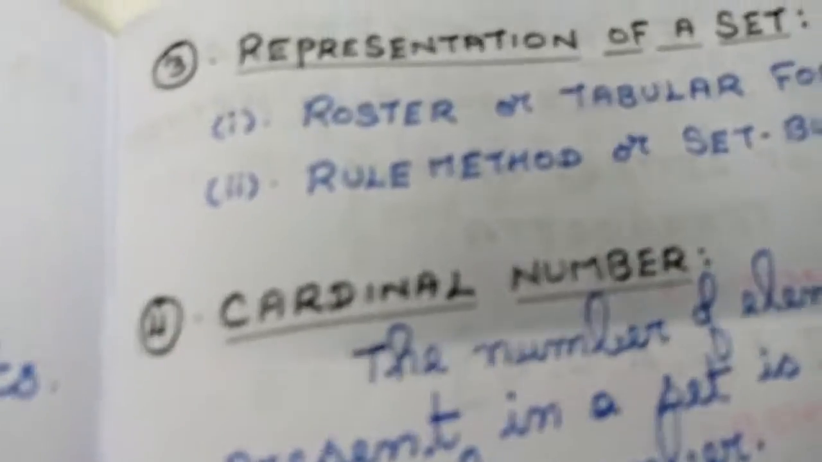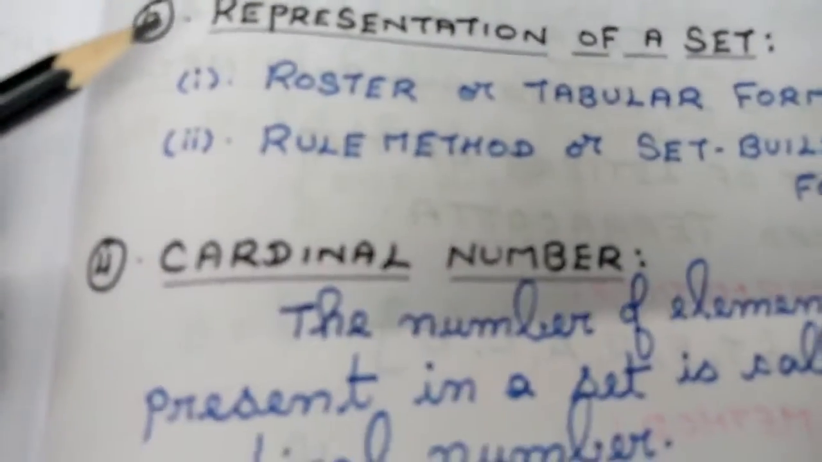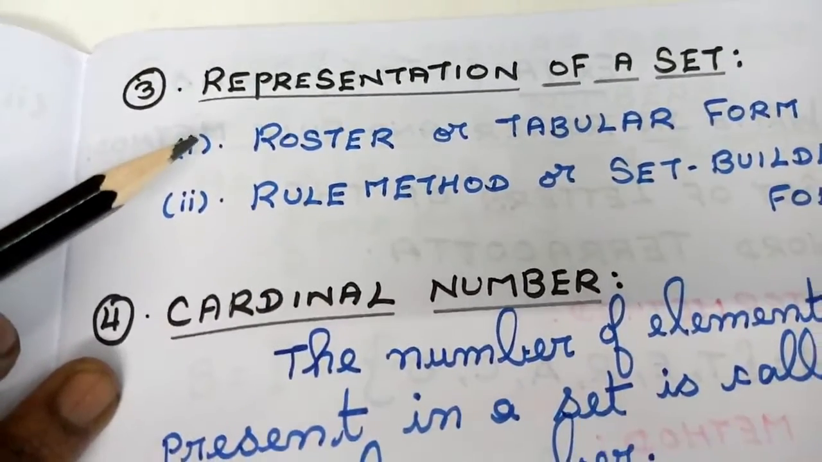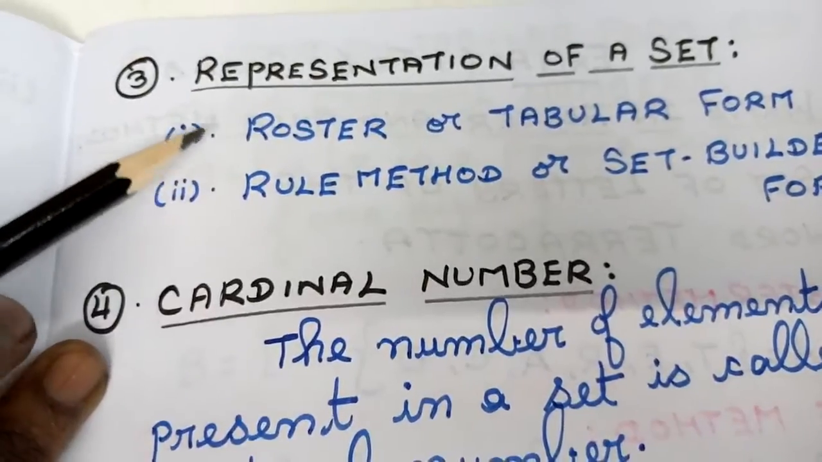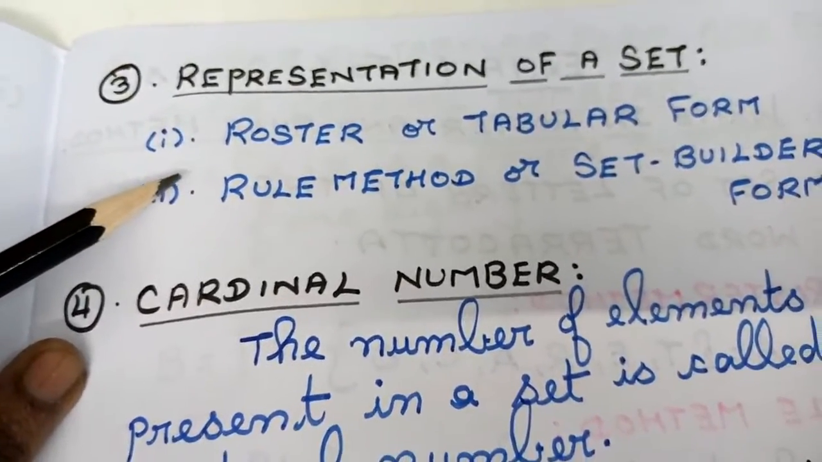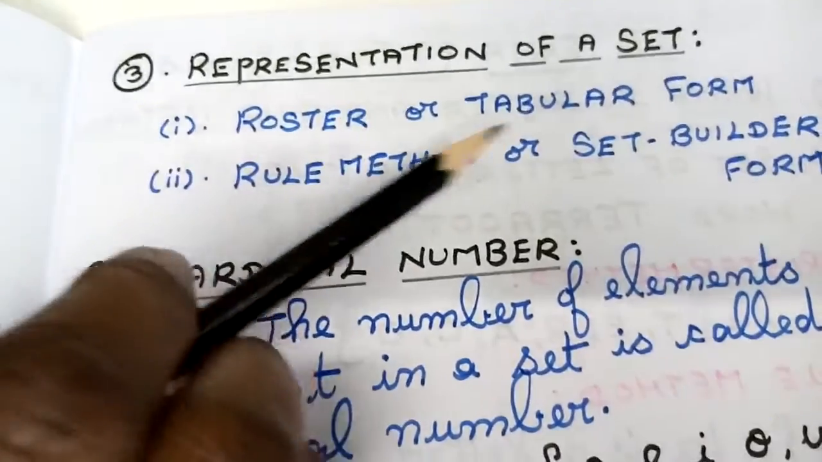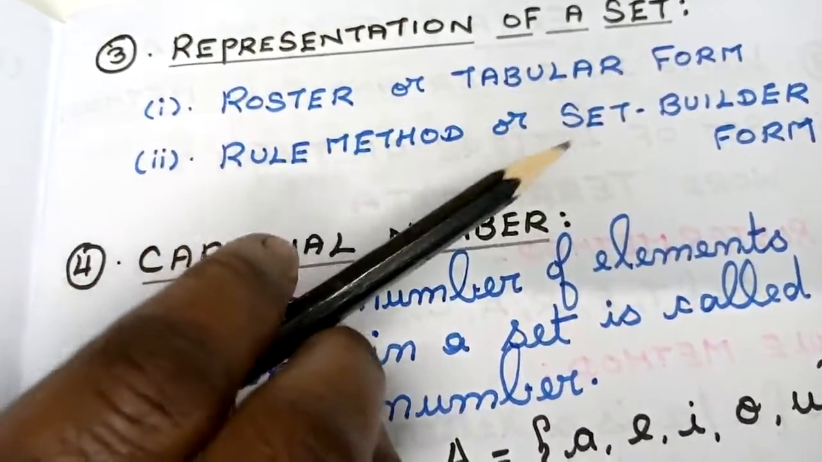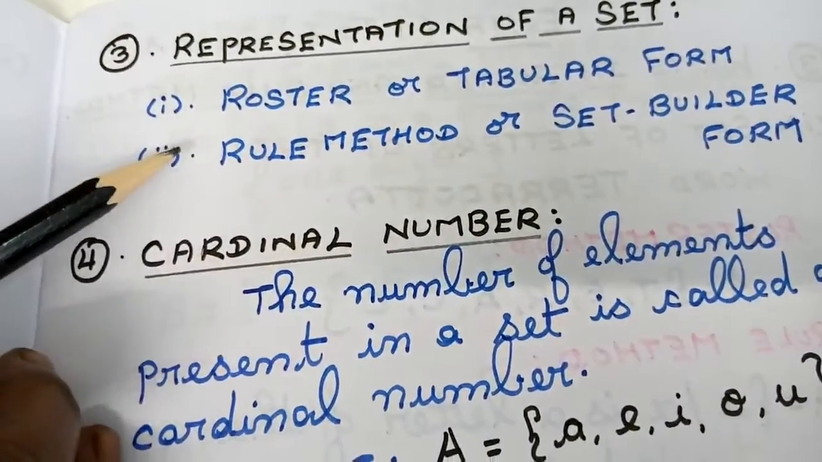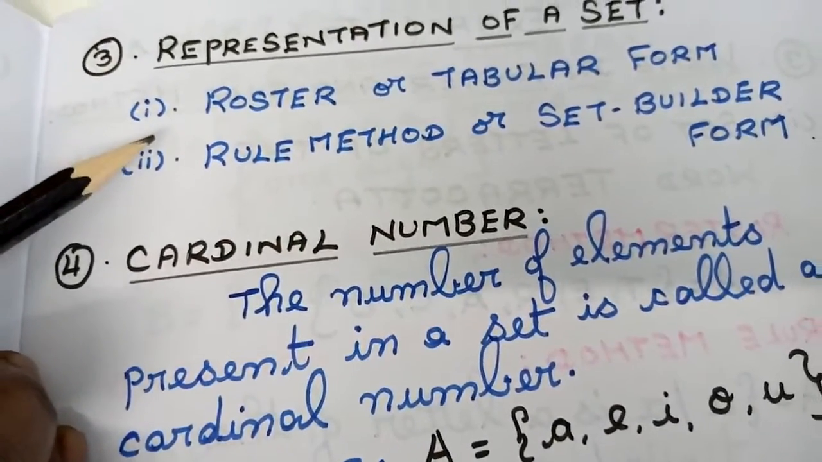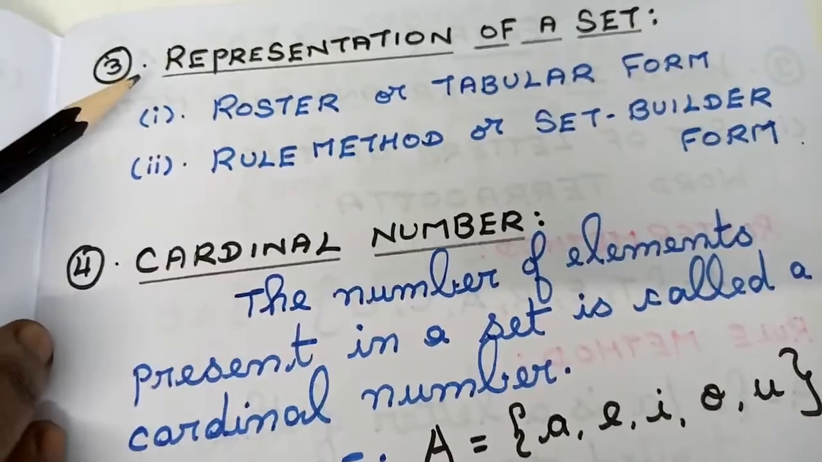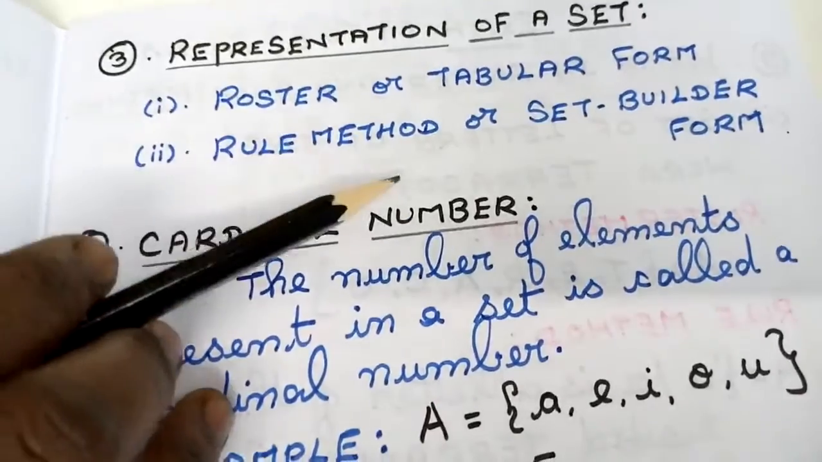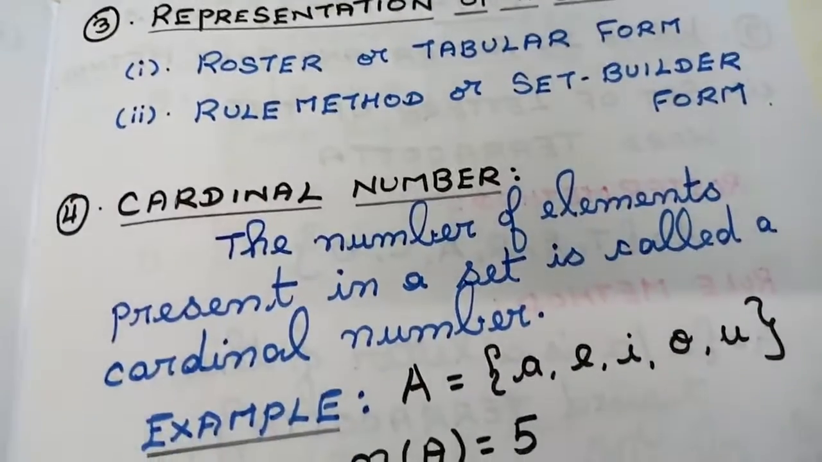Next, we are going to see the representation of a set. What is the meaning of representation of a set? The given set can be represented in two ways. This representation we are going to do as a sum in your exercise. Roster or tabular form is one type of representation, and the second one is rule method or set builder form. All these formats we are going to see in your exercise, students. Sometimes they may ask you this question: what are the ways to represent a set? There are two ways to represent a set: one is roster form, another one is set builder form. Even in this way you can write.